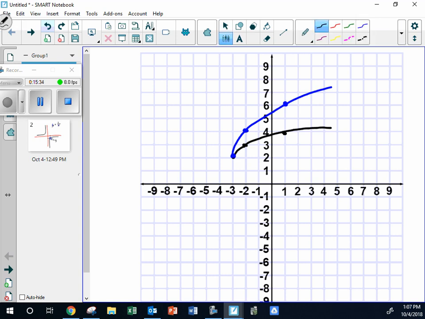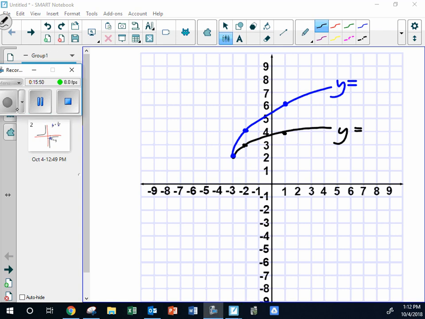Try an equation for both. Black one, that's like the easy level. Blue one, that's like the hard level. I'm going to pause for a second while you find a couple equations.